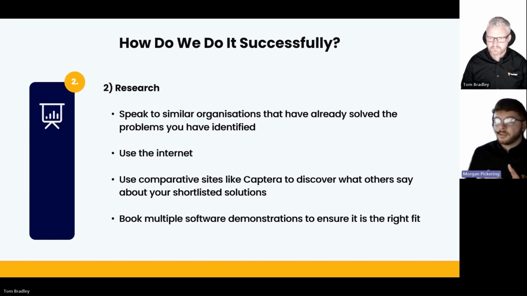And finally, take your time and book multiple software demonstrations because you want to make sure that this is the right fit for your organisation. We would always recommend looking at at least 2 or 3 different software packages so that you've got a good comparison from a functionality perspective, but also from a cost perspective. It's important to take your time with this phase because this will be a determining factor in the success of your digital adoption process. You need to choose the right product for you and your organisation.